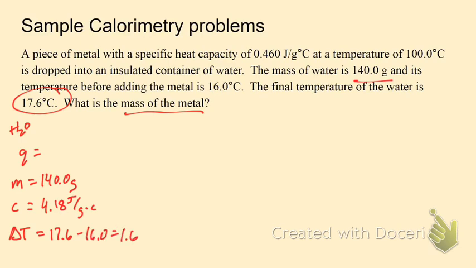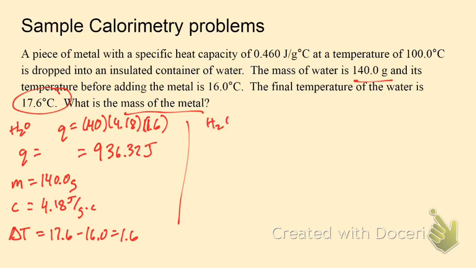So let's solve for Q. Q equals 140 grams times 4.18 times 1.6. So this equals 936.32 joules. So then for the metal, our Q equals negative 936. Remember, the water absorbed 936, which means the metal gave off that amount.